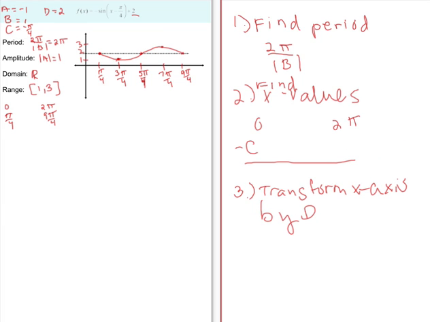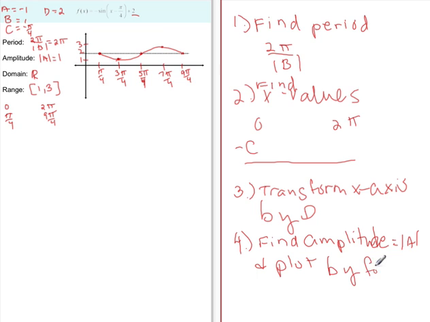By d. So it's going to either go up because of d if d is positive, up if d is negative, down. Then I have to find the amplitude and plot. The amplitude is equal to the absolute value of a. So you're going to do that by following the pattern.